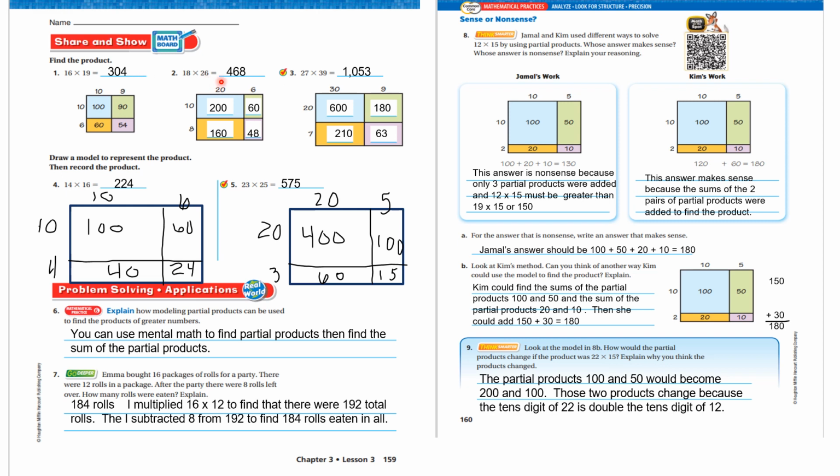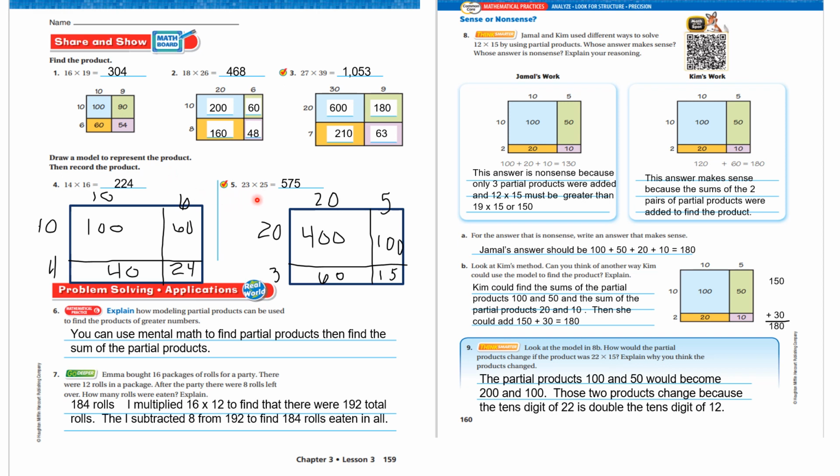Look at how we did this. I'm not going to go over it all with you. You need to look at it. All right. Now it says draw a model to represent the product of 14 times 16. I did 10 and 6. You could have gone 12 and 4. It didn't matter. You could have put 12 and 2, because 12 and 2 is 14. As long as your two numbers here added to 14 and your two numbers here added to 16. All right, the answer is 224.